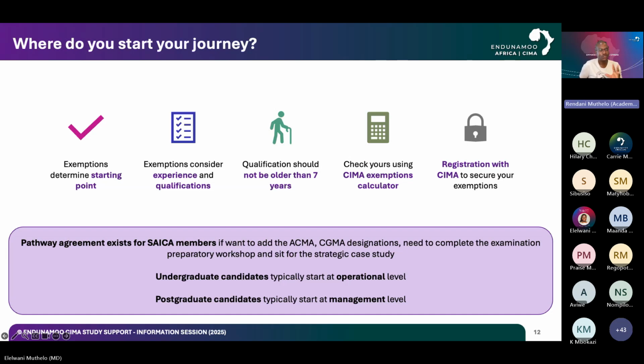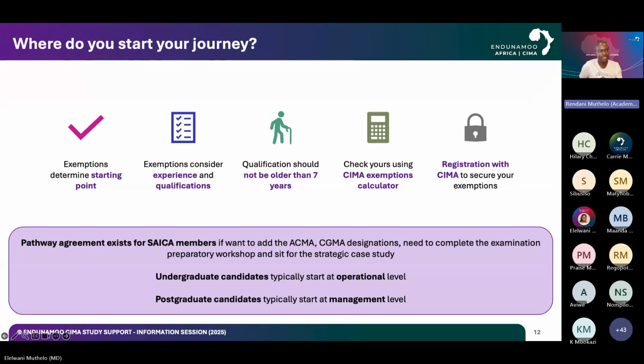There's not really black and white for some of these things, especially the qualification, because even universities are rated differently. You might find that a BCom from UP can get someone into management level, then a BCom from another university might want someone to start from an operational level. So it's always best to use that, and the final sign-off has to be made by CIMA. So for me, start with that calculator and let it tell you where you can start.